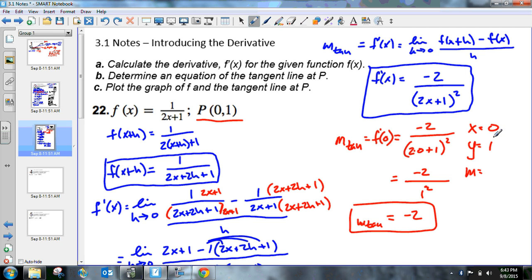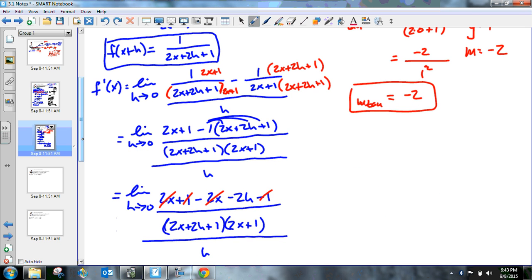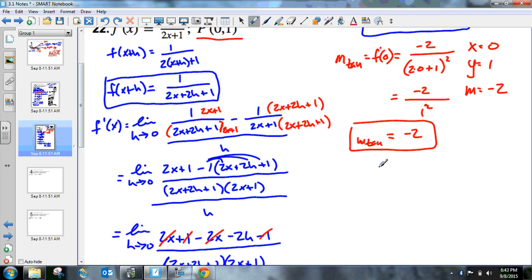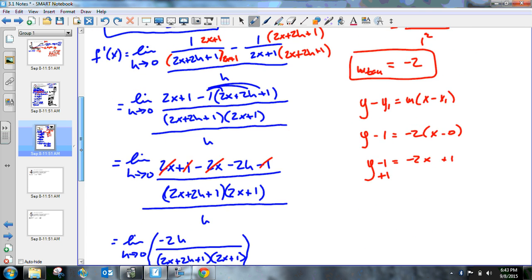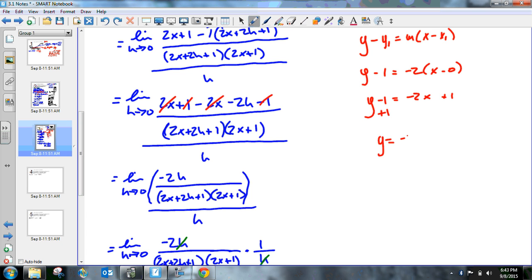So I have an x value, I have a y value, I have a slope of negative 2. I can now write an equation. We've got y minus y sub 1 is equal to the slope m times x minus x sub 1. I'll call this x1, y1. So I get y minus 1 is equal to negative 2 times x minus 0. Now let's put this into slope-intercept form so we can graph it. y minus 1 is equal to negative 2x, since negative 2 times 0 is just 0. I'm going to add 1 to both sides, and so I get the equation of the tangent line: y equals negative 2x plus 1.